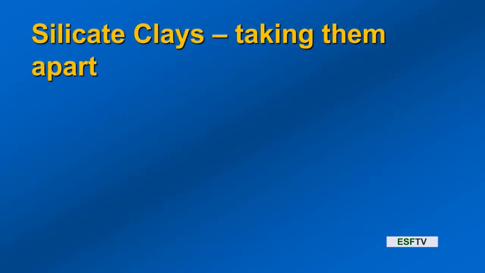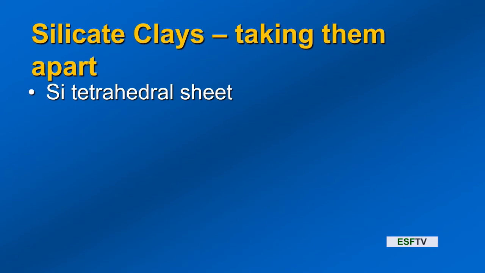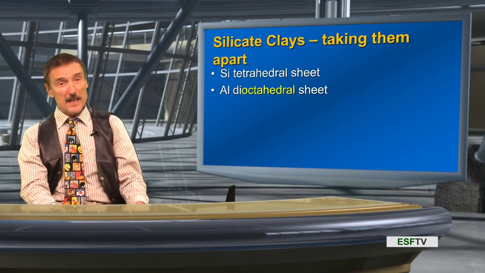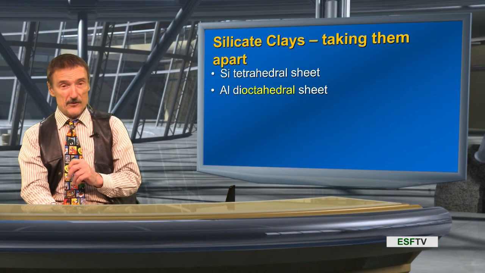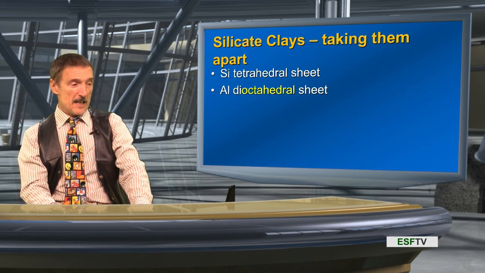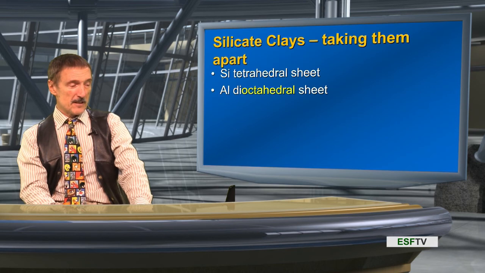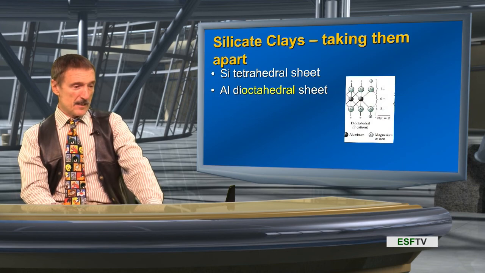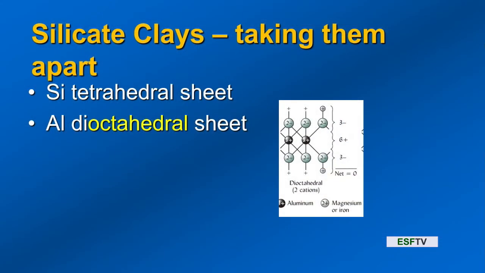So that's a silica clay, and let's revisit that. We have silica tetrahedral sheets and aluminum octahedral sheets. Now I'm going to add one more piece of terminology: dioctahedral and trioctahedral. Here's a picture of the aluminum dioctahedral sheet. There are 2 aluminums next to each other, and they're each sharing 2 of the adjacent hydroxyls.